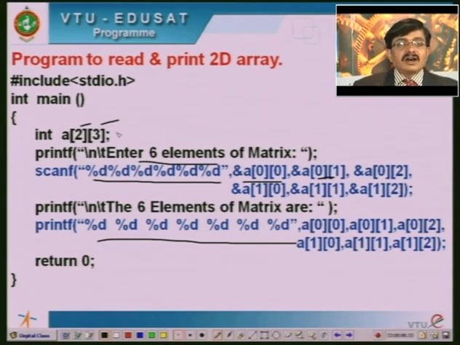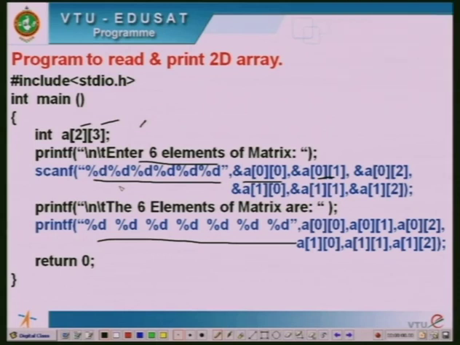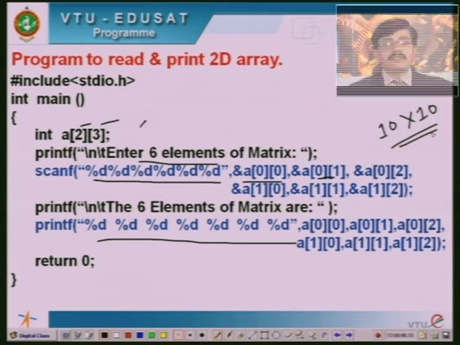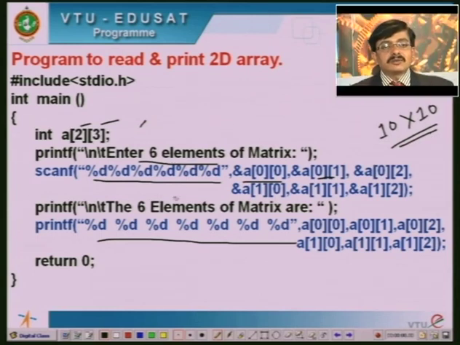But what if the order of this matrix is something like 10 cross 10? If it is a 10 cross 10 matrix, then the number of elements will be 100. So then 100 times I am supposed to write percentage D to read the elements, and similarly 100 times I am supposed to type percentage D to print the elements of the matrix.